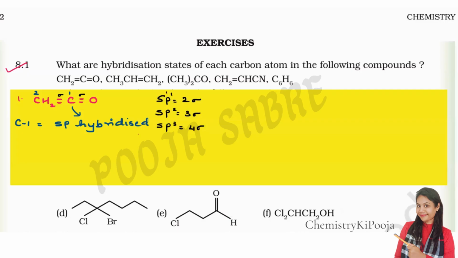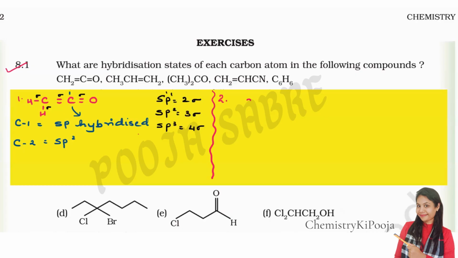Then coming to the second carbon atom, C2, how many sigma bonds are present? I'll just expand this structure and write it as CH2. Let us quickly find out: this is 1, 2, and then the third one. So a total of 3 sigma bonds, then I can say that it is sp2 hybridized. Clear? Let us proceed ahead with the second question.